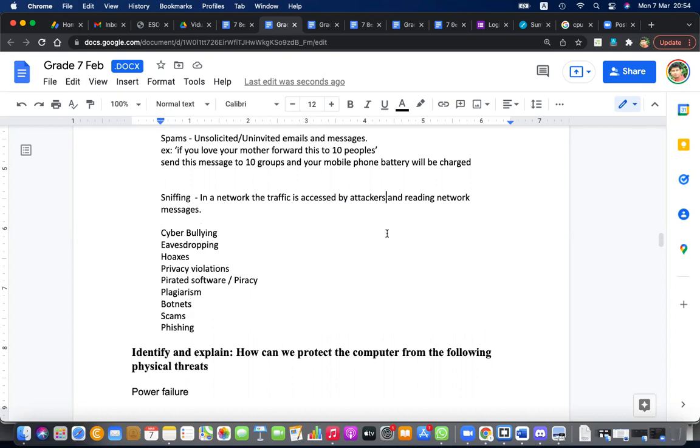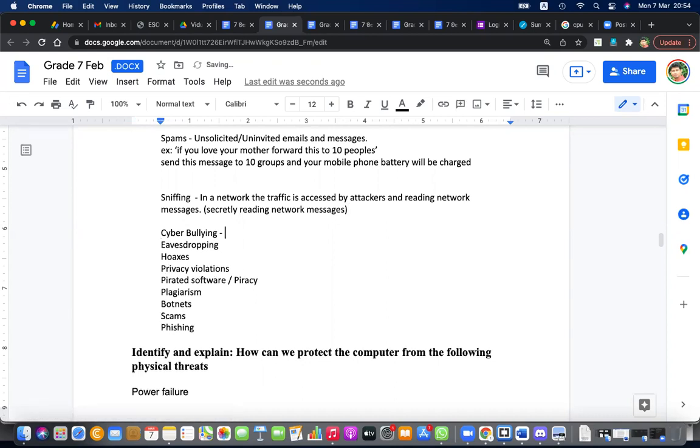It's like secretly listening to network messages or secretly reading network messages. It's very simple, no complex meaning. Hackers can do that.